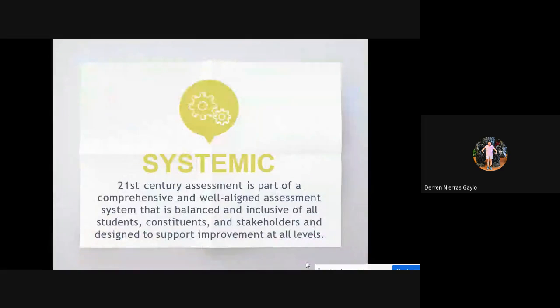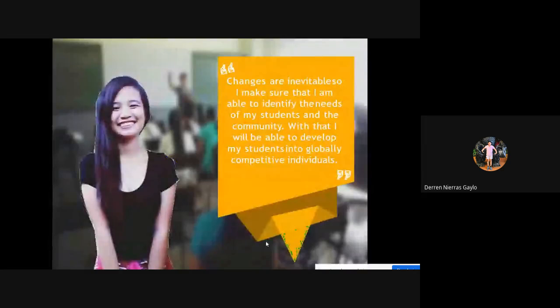Systemic. 21st century assessment is part of a comprehensive and well-aligned assessment system that is balanced and inclusive for all students, constituents, and stakeholders, and designed to support improvement at all levels. Let's have an example. Changes are inevitable, so I make sure that I am able to identify the needs of my students and the community. With that, I will be able to develop my students into globally competitive individuals.